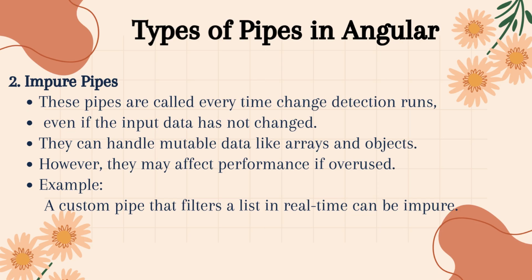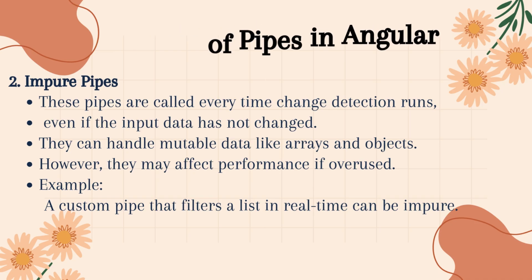2. Impure pipes. These pipes are called every time change detection runs, even if the input data has not changed. They can handle mutable data like arrays and objects. However, they may affect performance if overused. Example, a custom pipe that filters a list in real time can be impure.